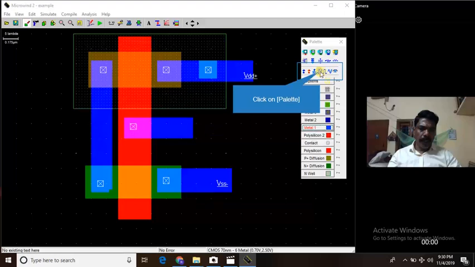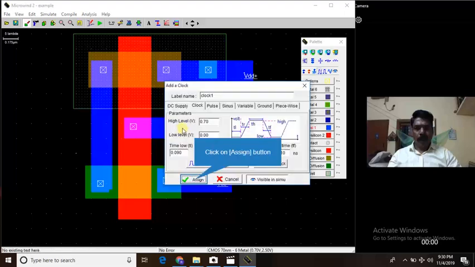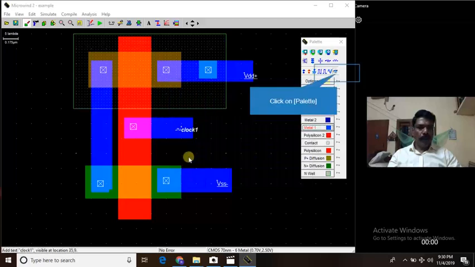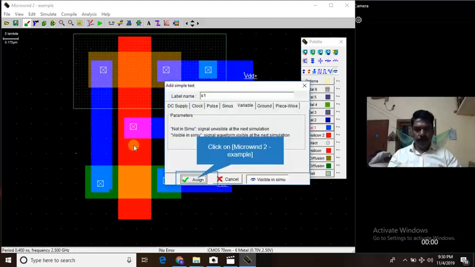So for the input, let me give a clock signal like this, and let us see what is happening at the output. So we have to put a visible node here so that you can monitor it.